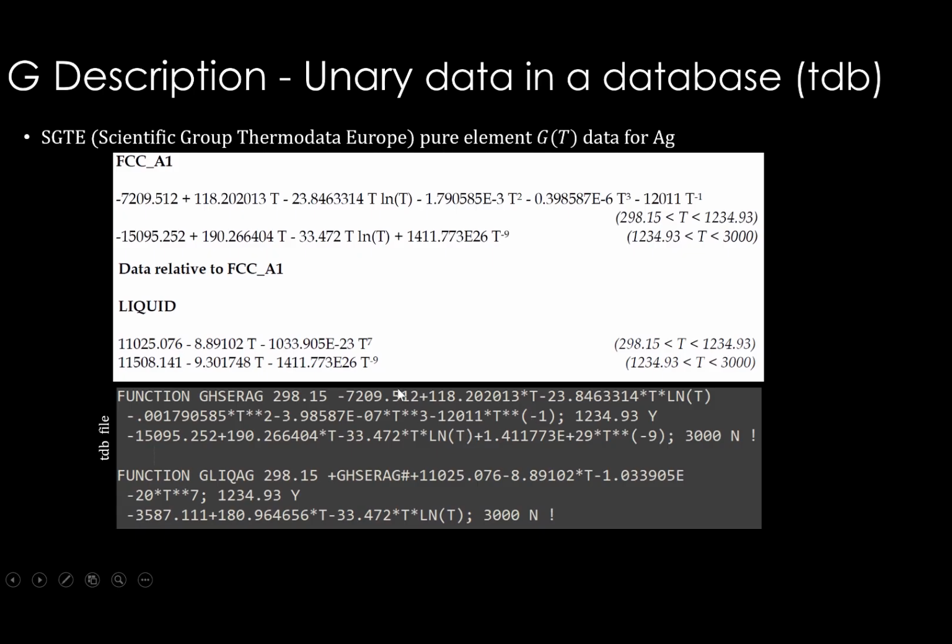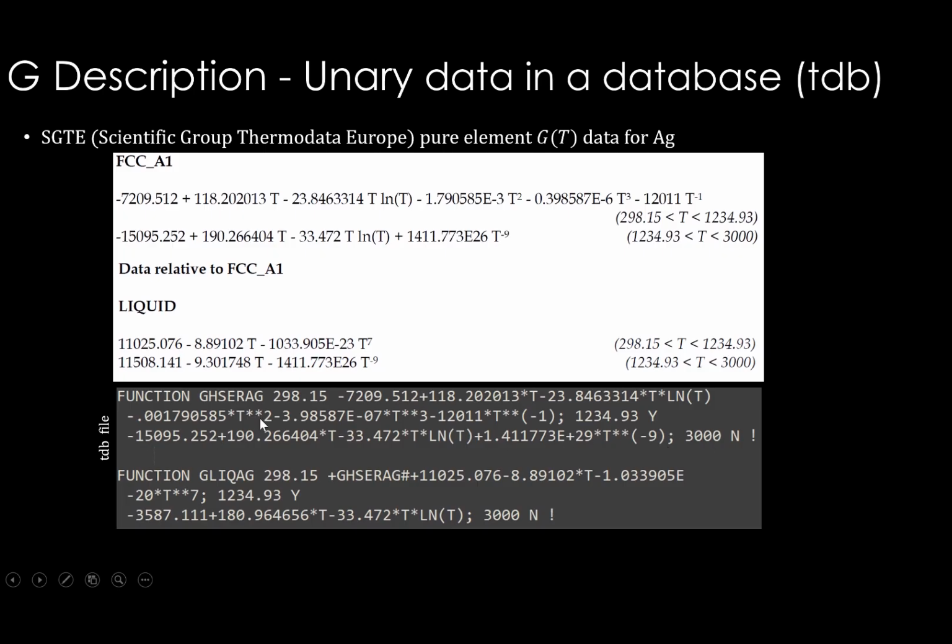So there is a particular format in which it is written, and after this semicolon, the upper temperature limit 1234 is also written here. So from this temperature 298 to this 1234, this expression is valid. That's the meaning of it. And then the second expression is also given after that.